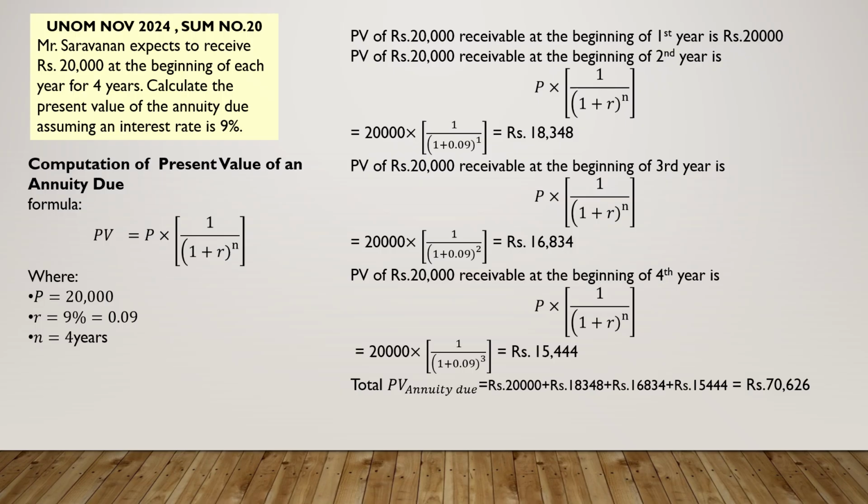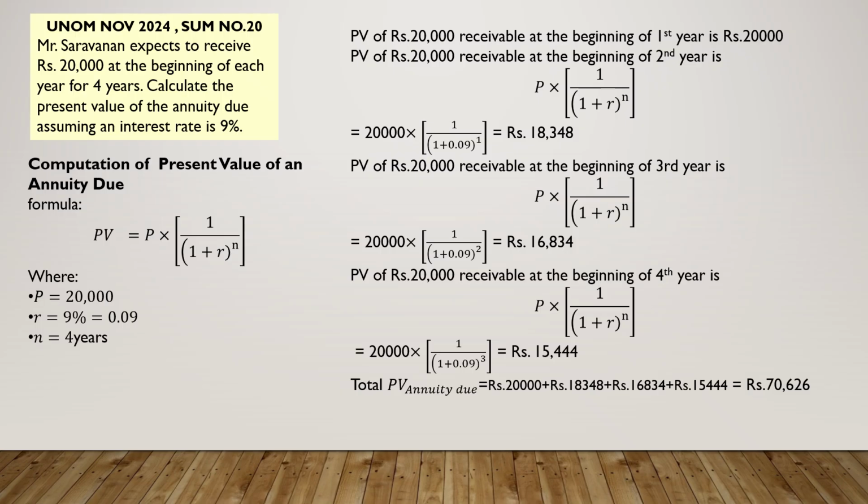Next, the present value of 20,000 receivable at the beginning of the second year. One year has lapsed, so after 1 year he is going to get 20,000 rupees. Here n is 1. Next, at the beginning of the third year, he will get 20,000 rupees, which means after 2 years, so n is 2. And at the beginning of the fourth year, he will get 20,000, which means after 3 years, so n will be 3.